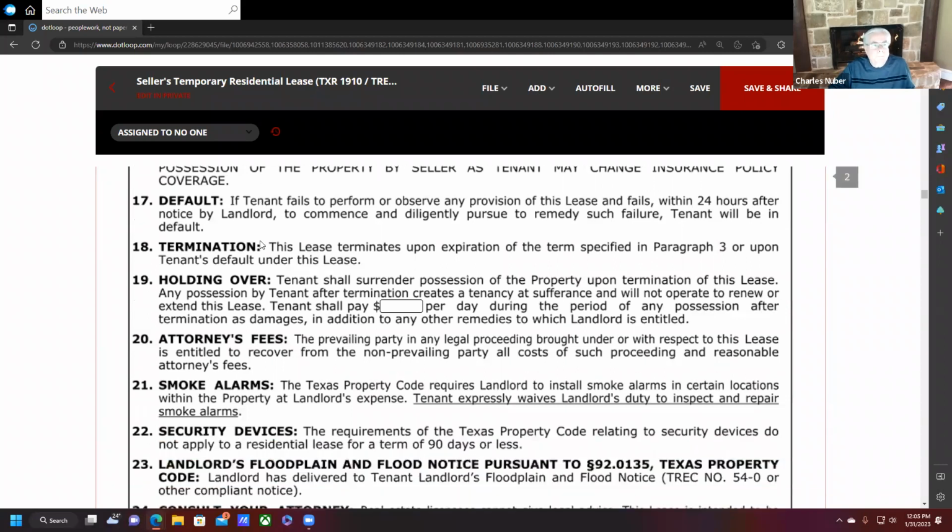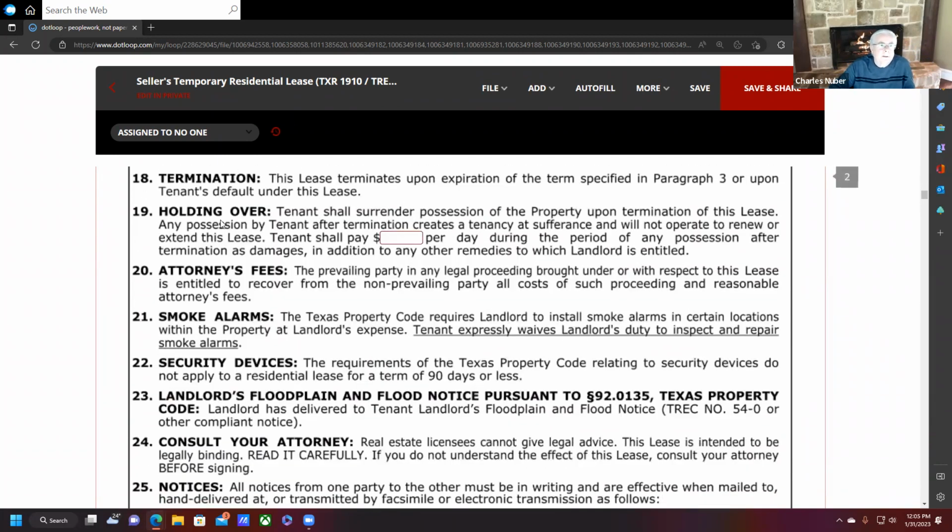It will. Default: if tenant fails to perform or observe any provisions of this lease or fails within 24 hours after notice by landlord to commence and diligently pursue to remedy such failure, tenant will be in default. What does that mean? You have to evict them if they won't leave. Termination: the lease terminates upon expiration of the term specified in paragraph 3 or upon tenant's default under the lease. So their lease is no more.